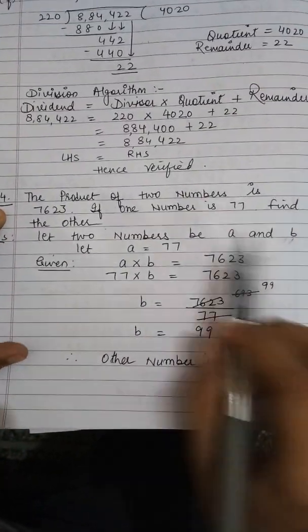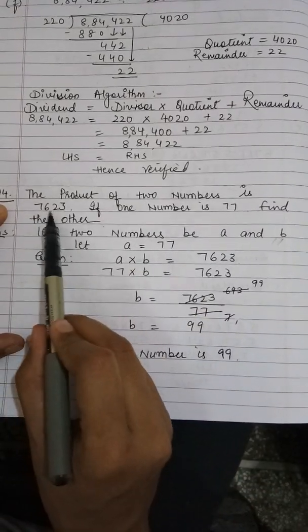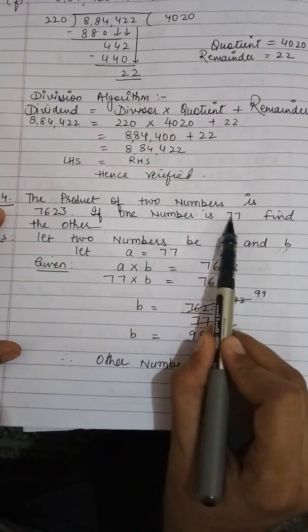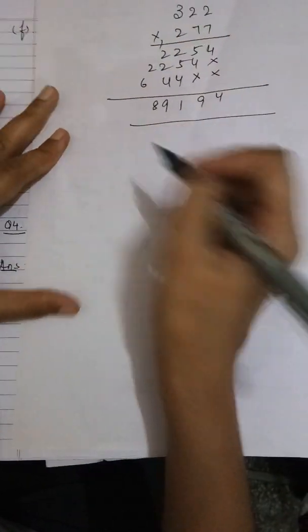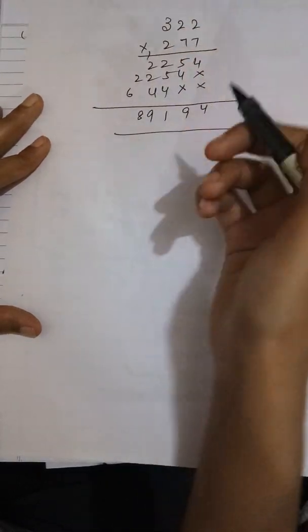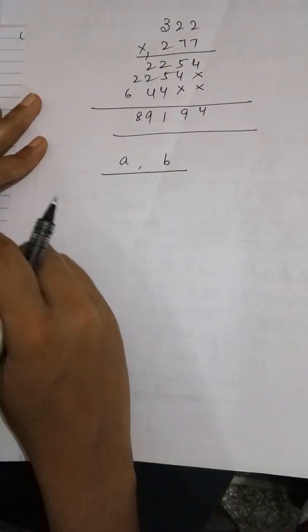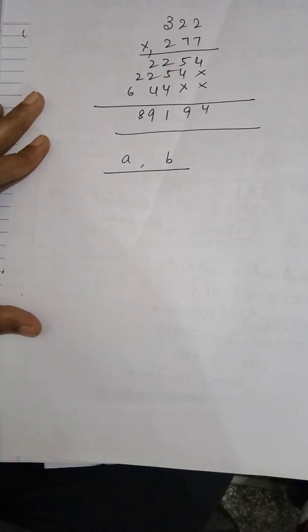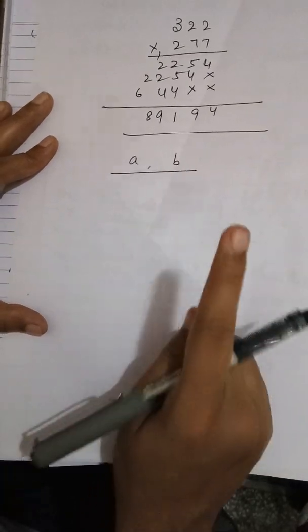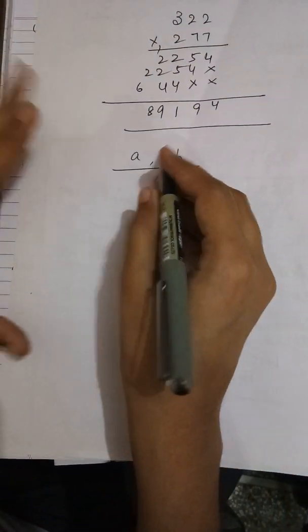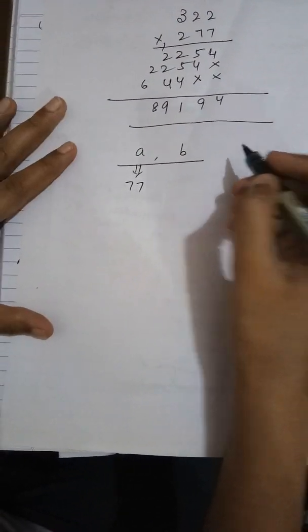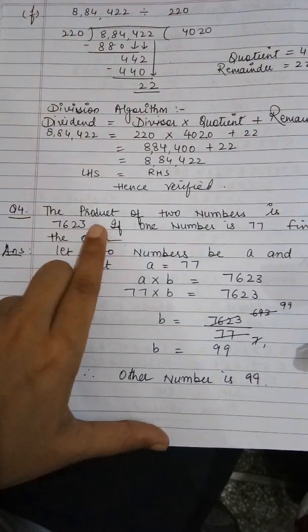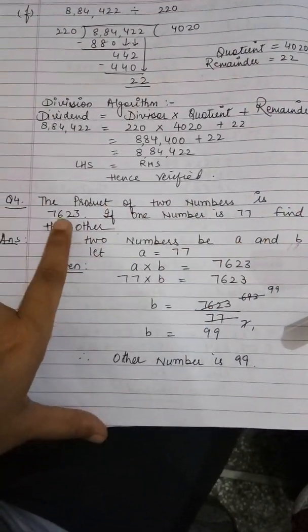Now question 4 is, the product of two numbers is given as 7623. If one number is 77, you have to find the other number. Now what they are saying is that we have two numbers, let those two numbers be A and B. I don't know these two numbers, so I have assumed that those two numbers are A and B. Out of A and B, they have given the value of one number, 77. Let us suppose that the value of A they have given is 77, right?